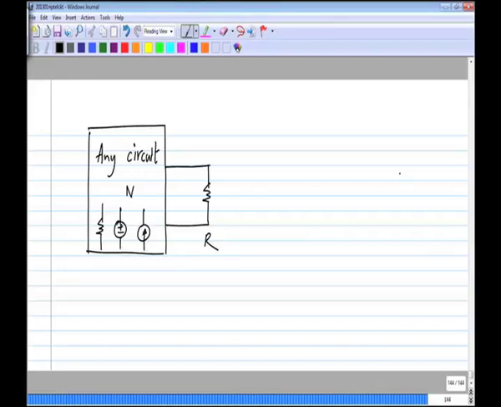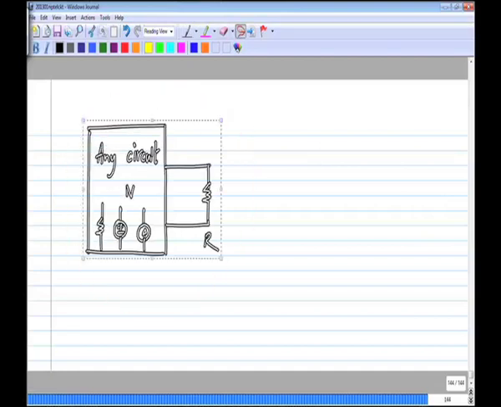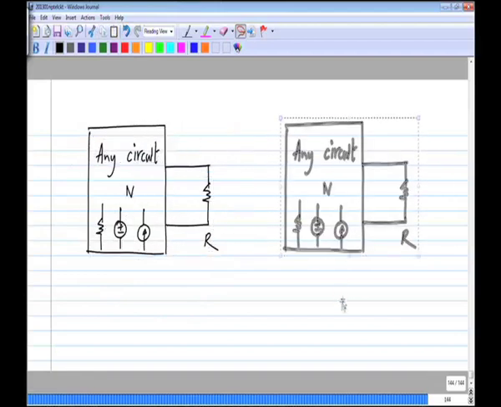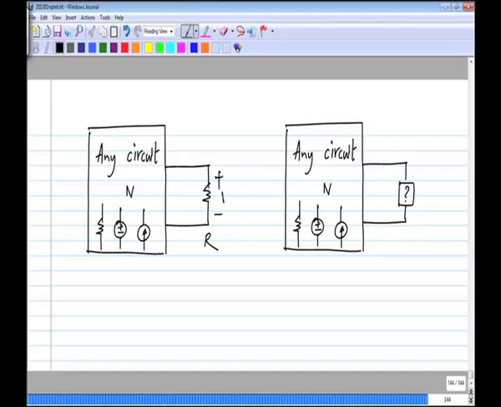Now the question is, can I take this circuit, remove the resistor and put something else here, some box, such that all the voltages and currents in this circuit are exactly the same as voltages and currents in this circuit? Let me assume that in the original circuit there is a certain voltage across the resistor and there is a current through the resistor.